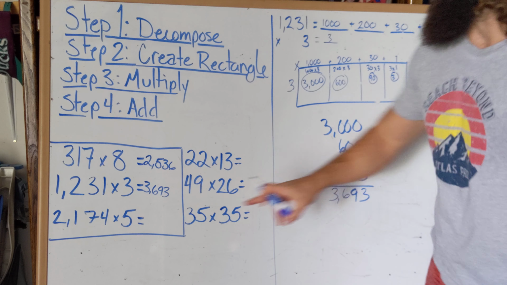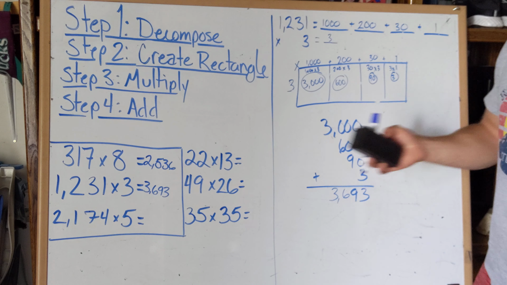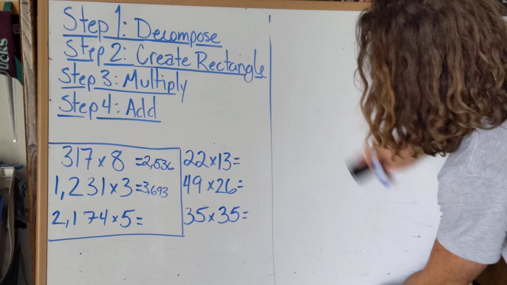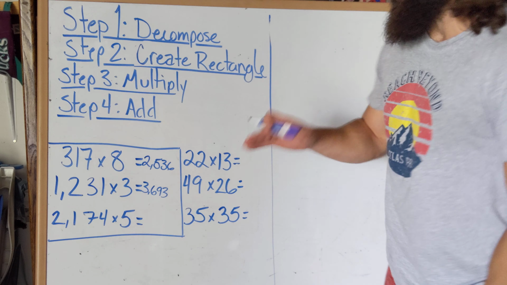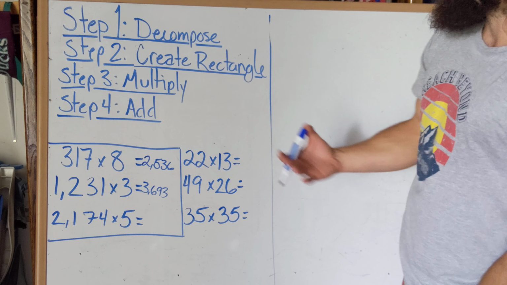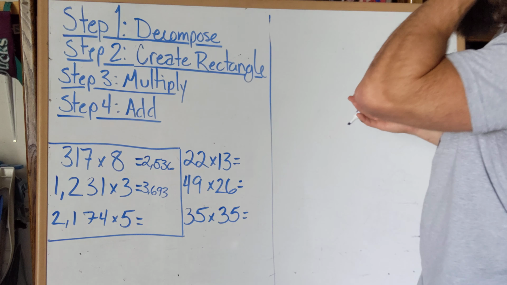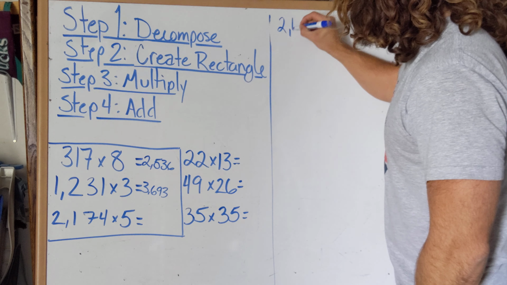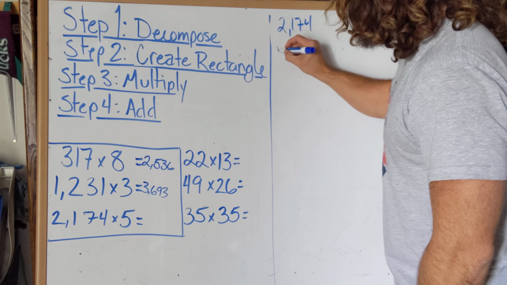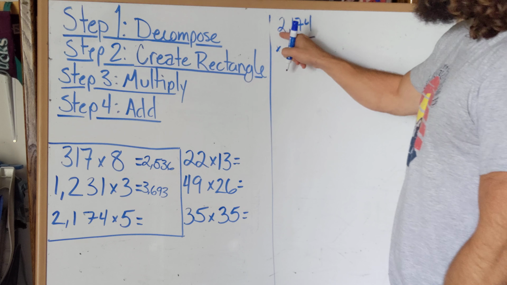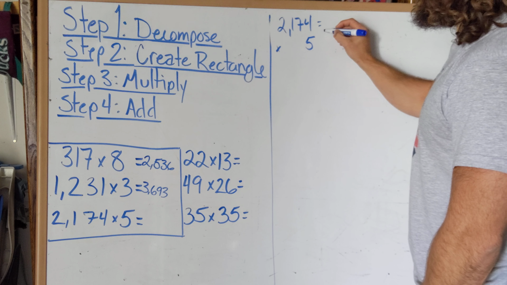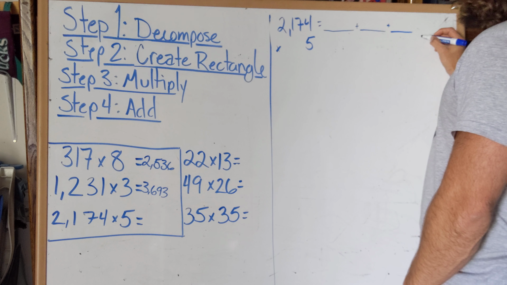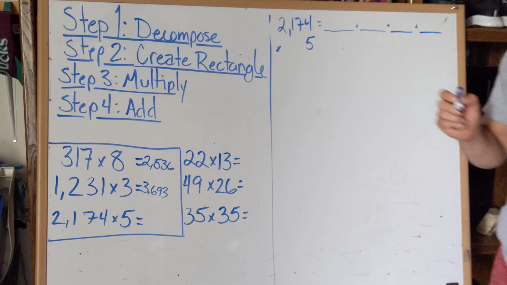At this point, you're going to go through and you're going to solve this problem on your own. I'll get it set up for you. If you are unsure at any of these steps along the way, please make sure that you are going back and rewatching certain sections. So my last problem here is 2,174 times 5. I need to decompose 2,174 into thousands, hundreds, tens, and ones.